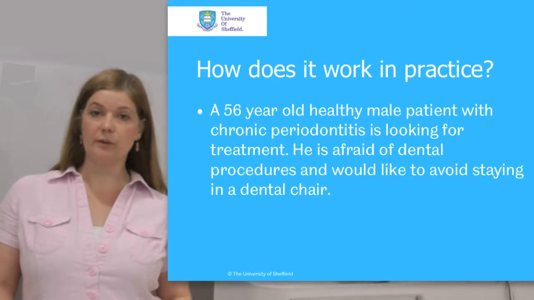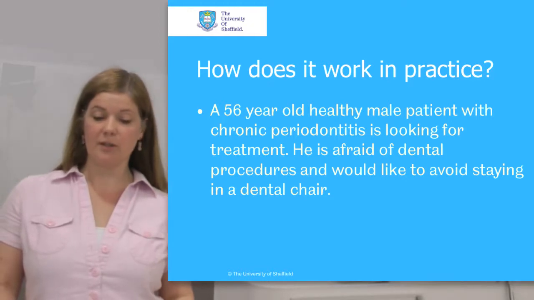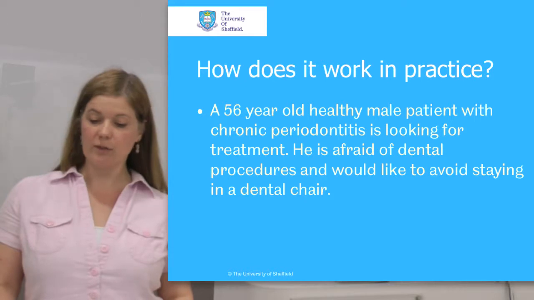So what we want to do is find out, in what way can we treat him, in what way can we make the treatment the best for this person. We've got to treat him, he's got chronic perio, but he doesn't actually like sitting in the dental chair. So what we want to do is go and look for evidence to find the best way of treating him. So what's our question going to be?